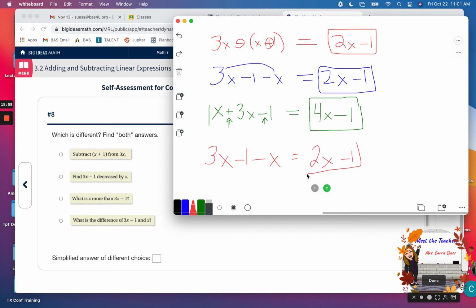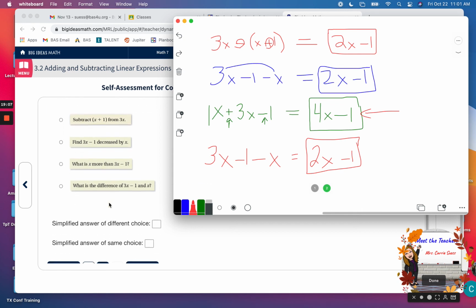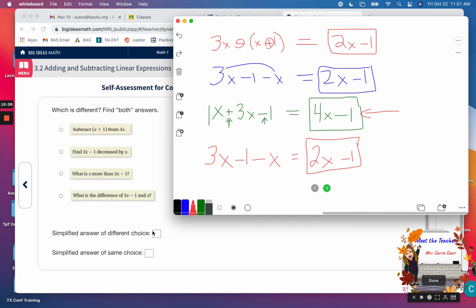So which one is different? 4x minus 1. This one. So you're going to click on the third thing. And then the one that's different, so this is the 4x minus 1. That's what you're going to put right here. And all the other ones are the same. What's the answer to that one? 2x minus 1. There you go.